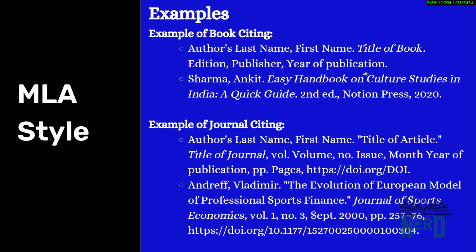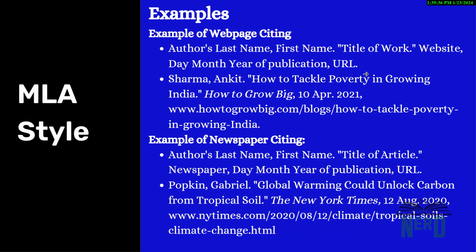Then if we knew the month, we mention September, and then full stop, 2000. And of course we put the page range here, like 257 to 76, and then we put our DOI number with HTTPS. So I hope you understand this particular stuff, right?